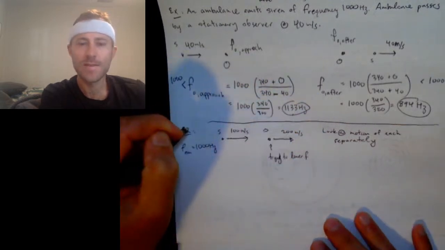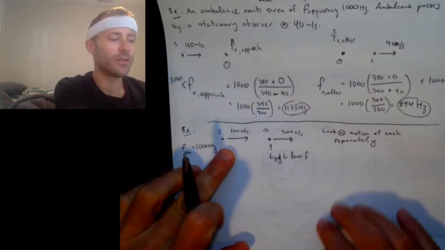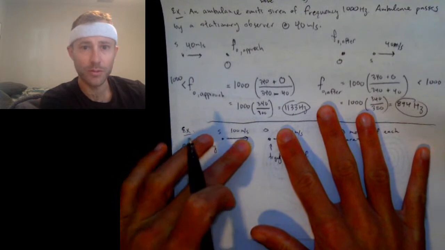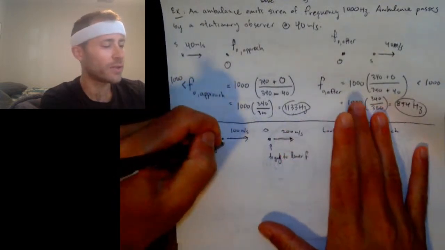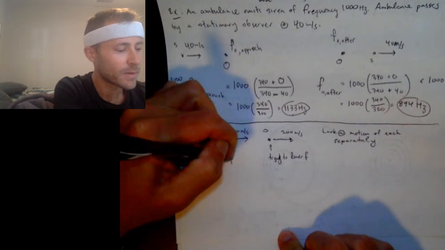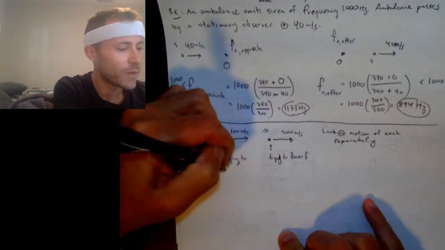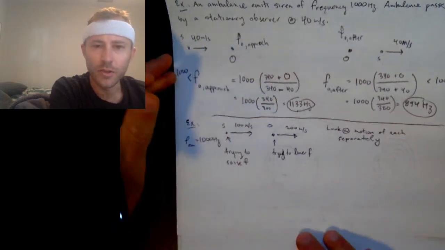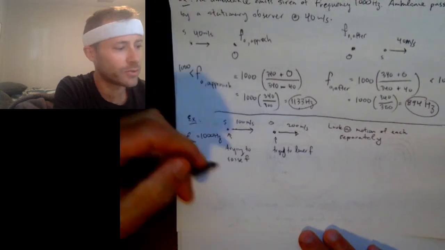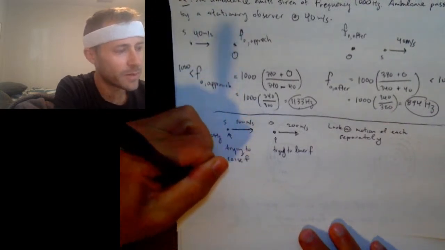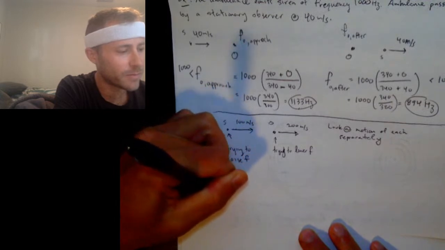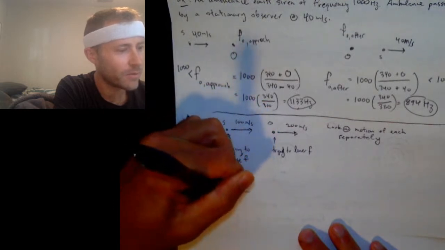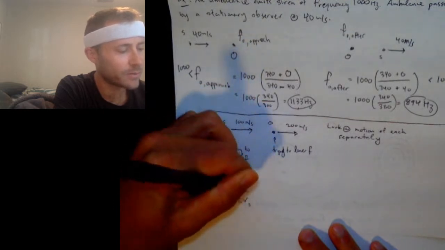All right? And if we look at the source, ignoring the motion of the observer, the source is trying to approach the observer. So the source is trying to raise the frequency. All right? And so now what we do is we use our equation, we set it up. So the observed frequency is the emitted frequency times the fraction v plus or minus VO, v plus or minus Vs.